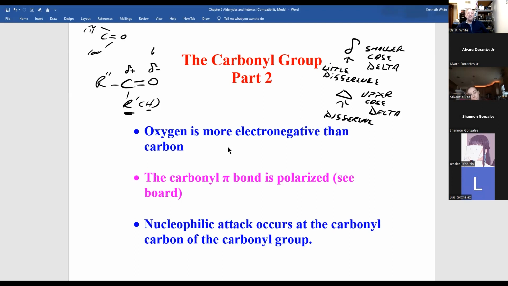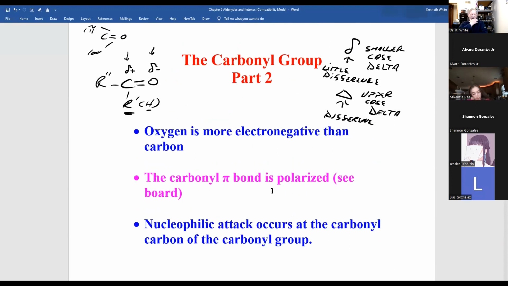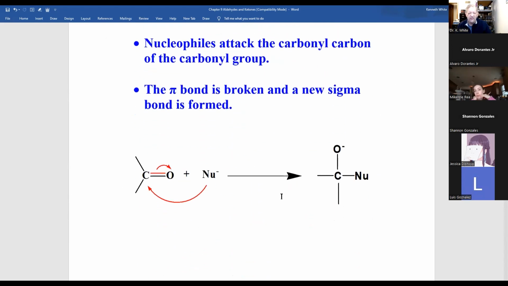So this means there's a small or slight negative charge on the oxygen, and there's a small positive charge on the carbonyl carbon. And because of that, nucleophilic attack occurs at the carbonyl carbon of the carbonyl group. What's that nucleophilic attack? Well, phile means lover. Nucleus, that's the center of an atom. That's always positive charge. And this is something that's looking for a positive charge. And if I'm a nucleophile, this gets my attention big time. I want that. So switch still off.